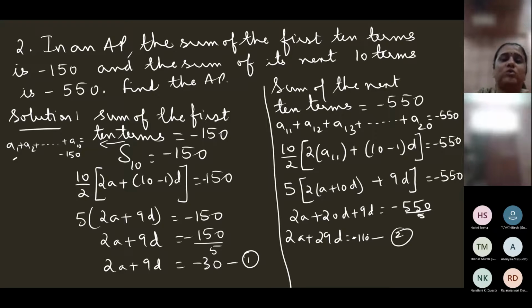Now solving these two equations, you will find the values of A and D, and hence you can construct the arithmetic progression. Understood, children? Yes, ma'am. Okay. All right. Please solve the two equations and tell me the values of A and D.